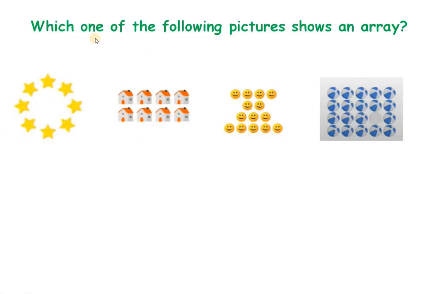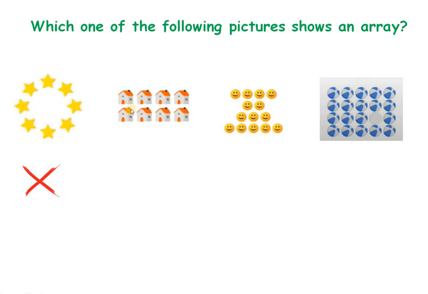Okay, which one of the following pictures shows an array? Look at the first picture. Can you find any rows or columns there? No, there are no columns or rows. So, this is not an array.